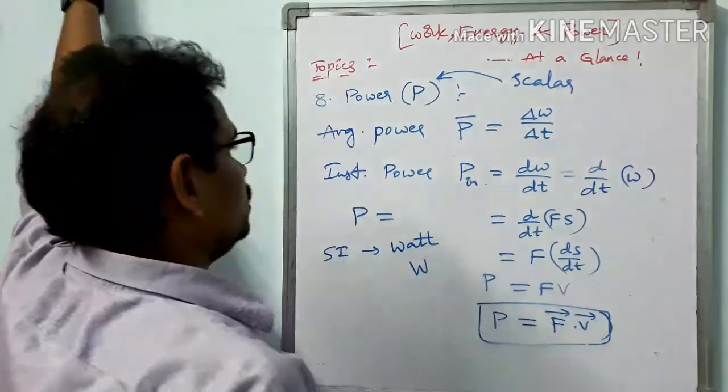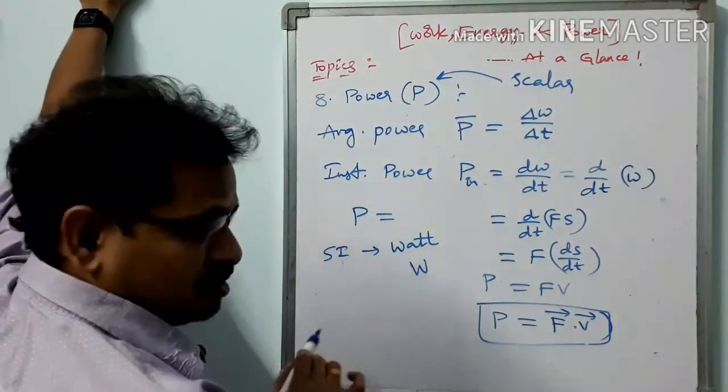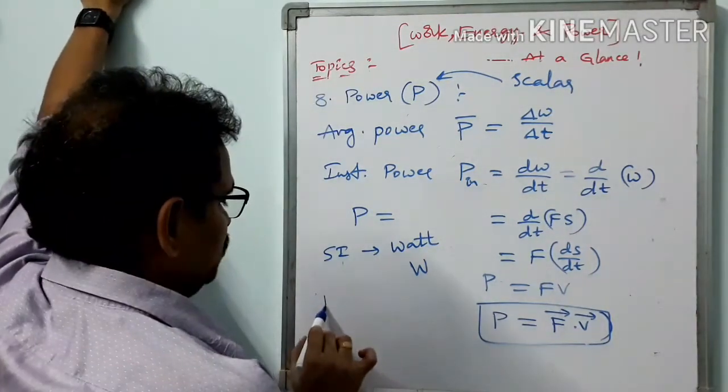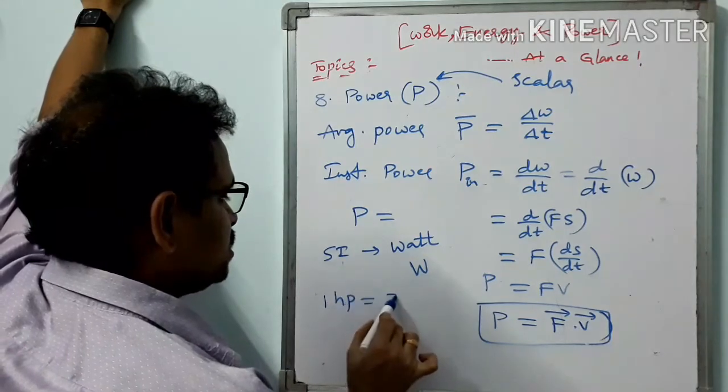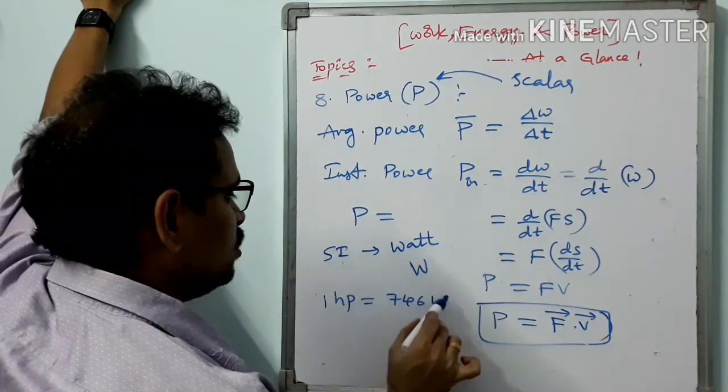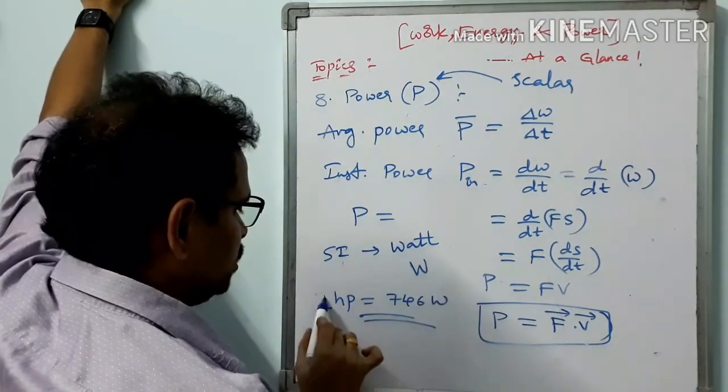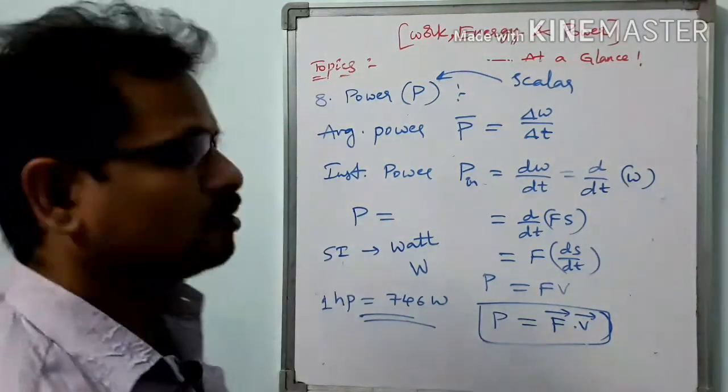And one important unit of power is HP. 1 HP equals 746 watts. This is one important unit we use in problems here. Got it? This is about power.